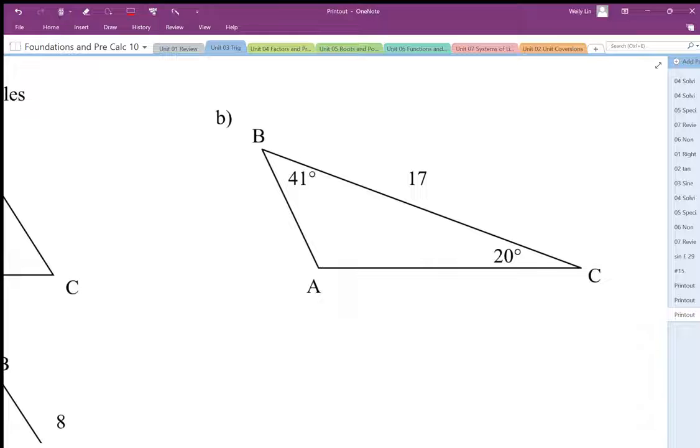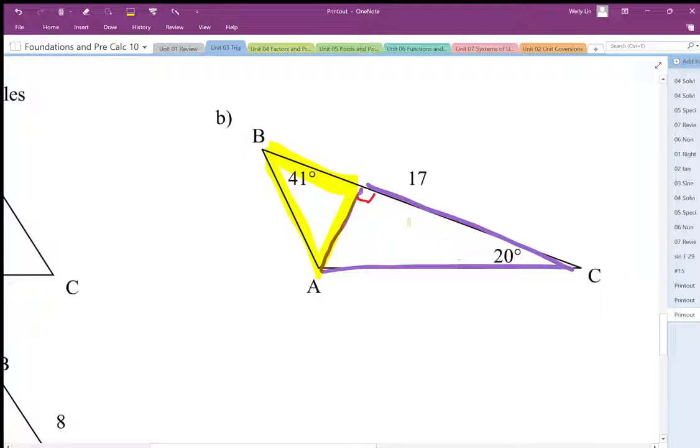Question number 6b, there are kind of two ways to do this problem. Basically, they involve making a perpendicular line to make right triangles. One way is to draw a perpendicular line to that point and split it up into the triangle to the right and the triangle to the left. So that would be one way to do it.